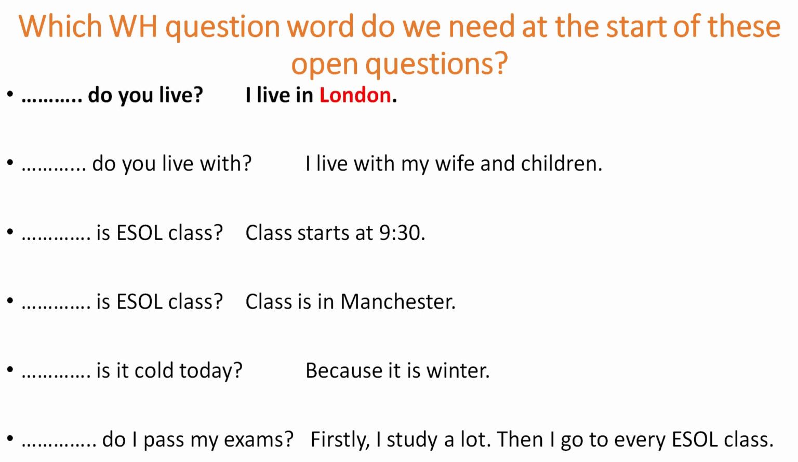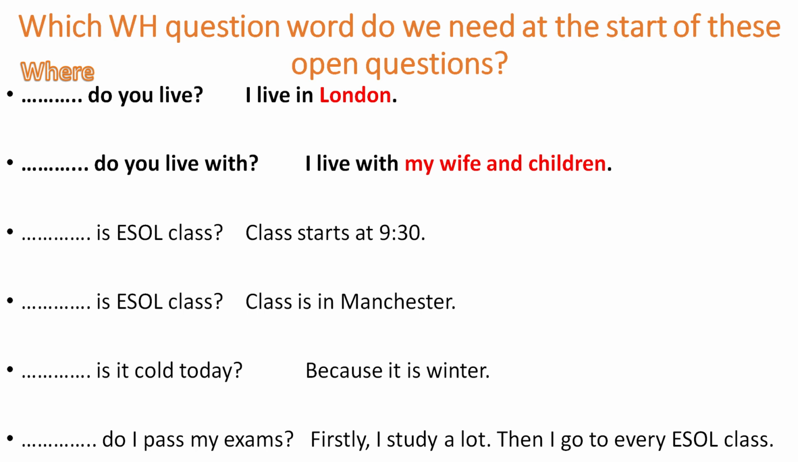To find the right answer for these questions, we need to look at the answers. Number 1 says, "Where do you live?" The answer is, "I live in London." What is London? London is a place. So we need the WH question word that means place, which is where. So the correct answer is, where do you live?